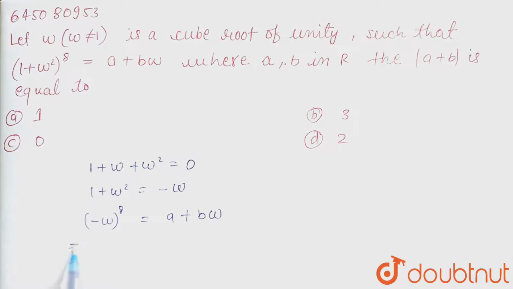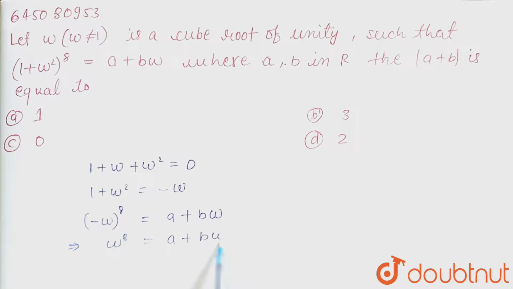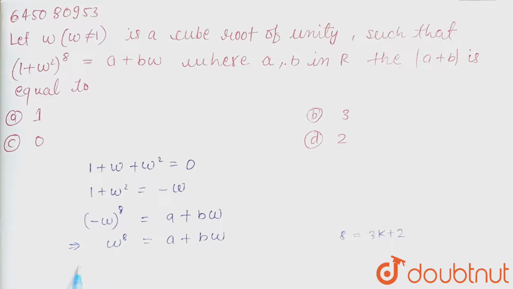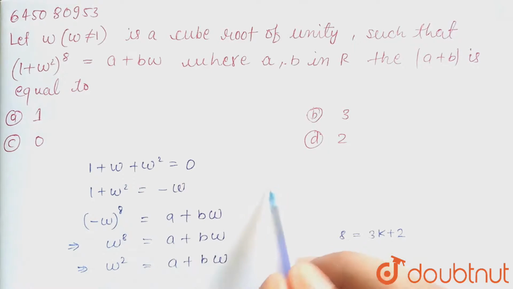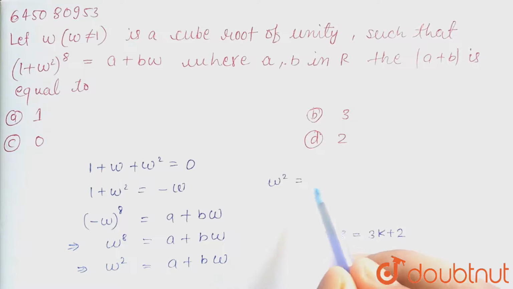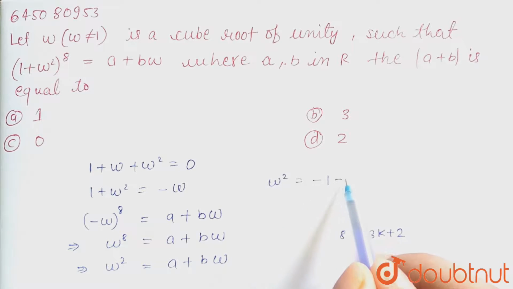And also we can write this as omega to the power 8 is equal to a plus b omega. Now 8 is of the form 3k plus 2, so omega to the power 8 is equal to omega squared, which is equal to a plus b omega. Now again we can write this omega squared from here: omega squared is equal to minus 1 minus omega.